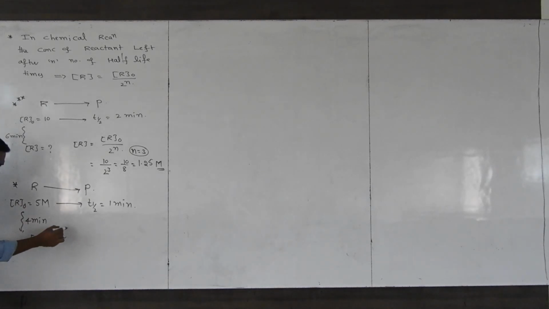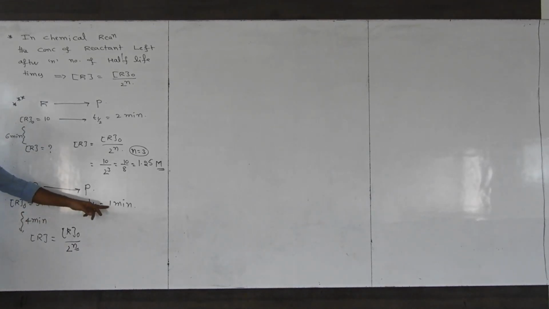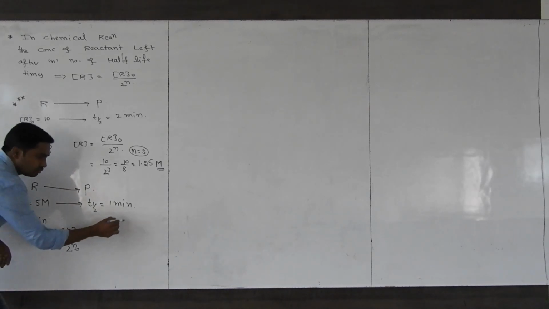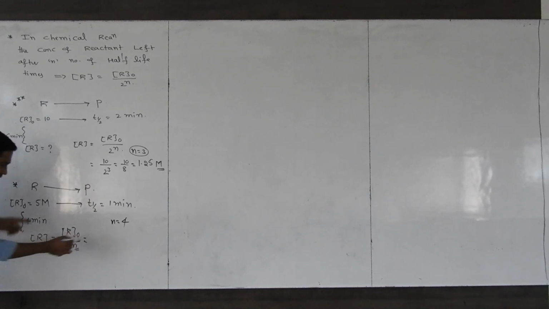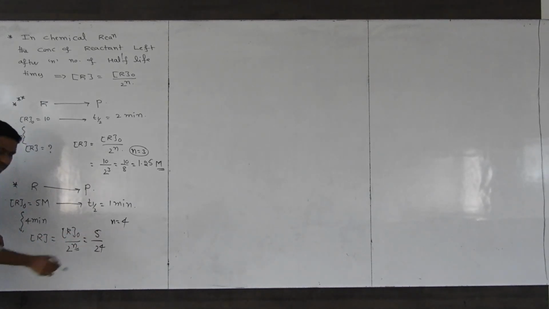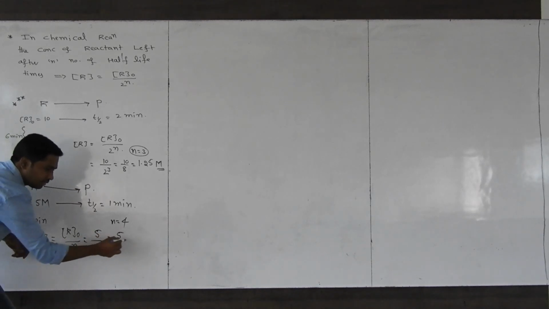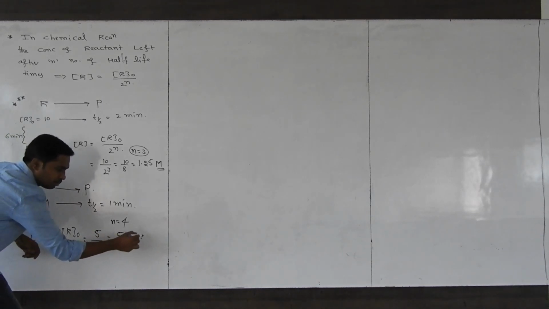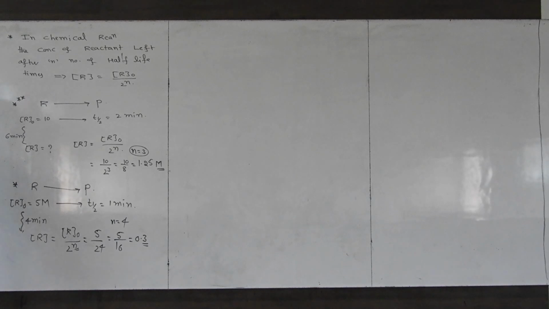It is nothing but initial concentration by 2 power n, the number of half lifetimes. Actually, the half lifetime is only 1 minute, but 4 minutes is how many half lifetimes? 4 half lifetimes. n is equal to 4. Initially it is how much? 5 by 2 power 4, nothing but 5 by 16, which is 0.3 something molar. Is it correct or not?